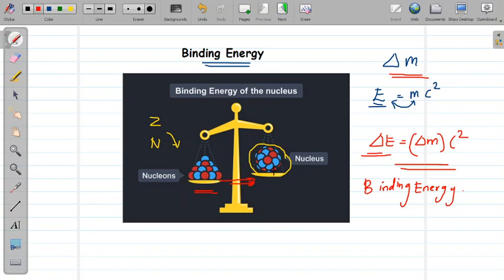We know all the protons are positively charged and neutrons are neutral, and there should be some energy to bind these nucleons together in a nucleus. So the binding energy provided by this mass defect is what actually holds the nucleons together in a nucleus. The magnitude of the binding energy will determine the stability of the nucleus. That means if the binding energy is large, then the nucleus will be very stable.